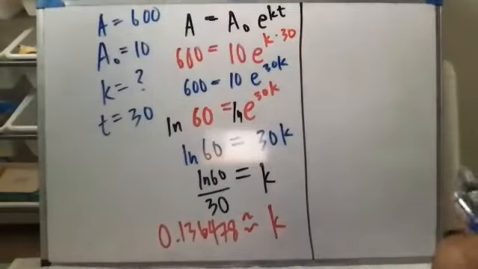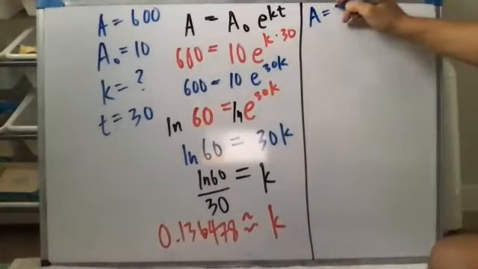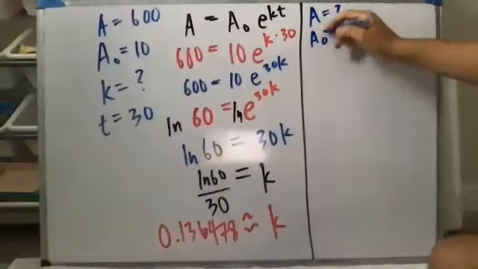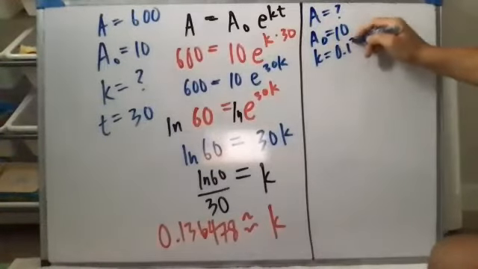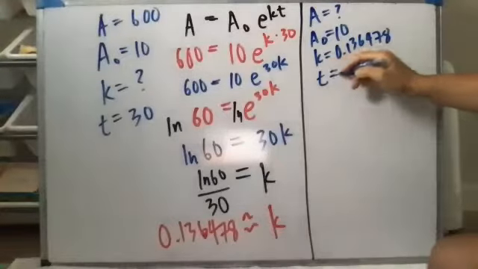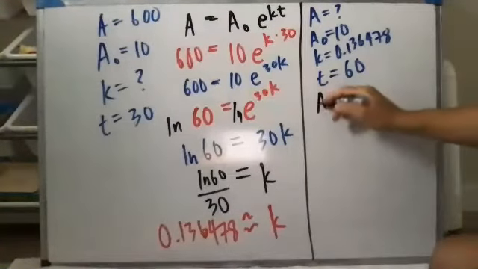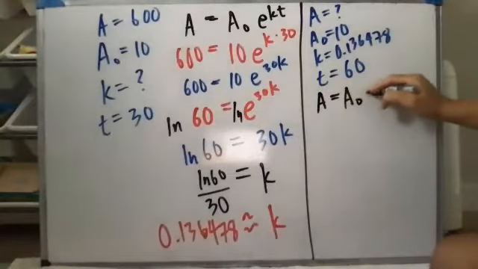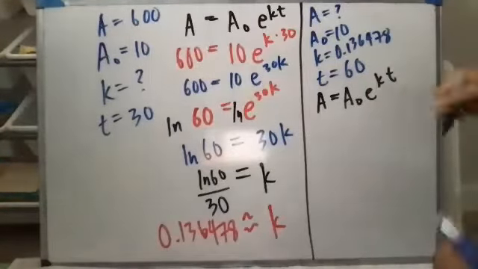So let's just write all our variables here. This time A is the thing we don't know. We know A naught is still 10. k we just figured out is 0.136478. And time is the thing that is now 60, because it's 30 days plus 30 more days. And so now I have everything except for one. So let's look again at my equation. I have all the variables except for A, so I just fill in all these numbers and then see what I get.